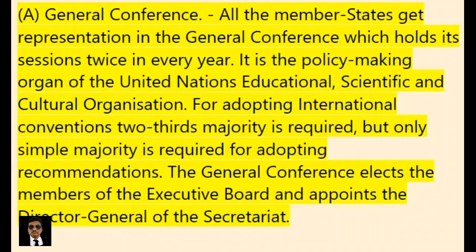A. General Conference. All the member states get representation in the General Conference, which holds its sessions twice in every year. It is the policy-making organ of the United Nations Educational, Scientific, and Cultural Organization. For adopting international conventions, two-thirds majority is required, but only simple majority is required for adopting recommendations. The General Conference elects the members of the Executive Board and appoints the Director General of the Secretariat.